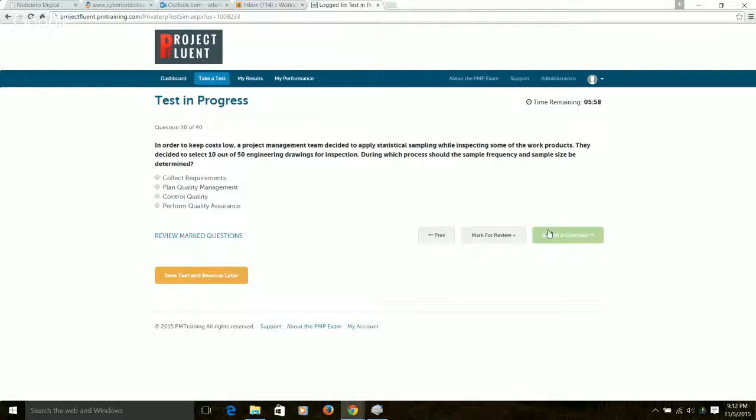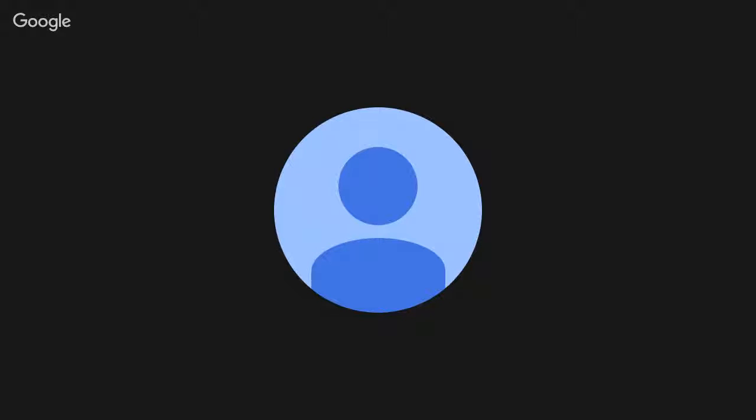Number 30. In order to keep costs low, a project management team decided to apply statistical sampling while inspecting some of the work products. They decided to select 10 out of 50 engineering drawings for inspection. During which process should the sample frequency and sample size be determined? Collect requirements, plan quality management, control quality, or perform quality assurance. Don't have a clue.